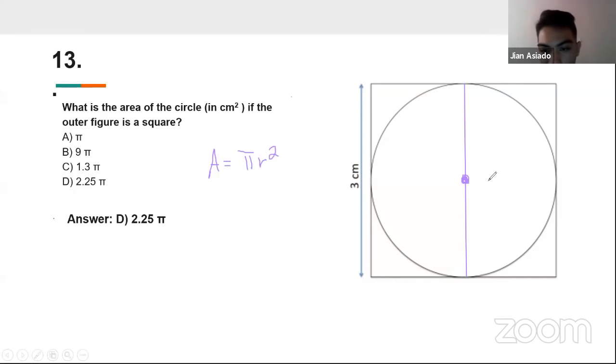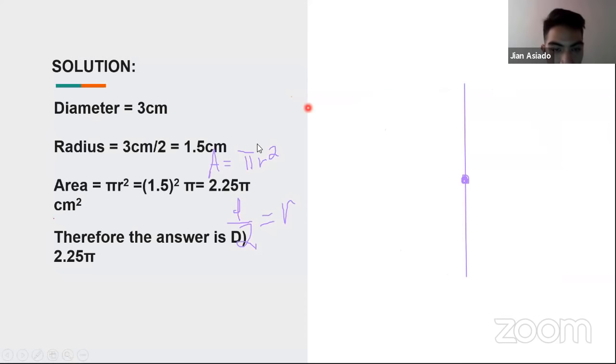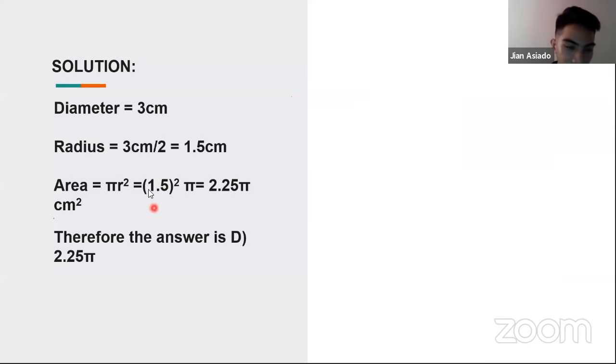With this 3 yung diameter, d over 2 is equal to r. So 1.5. Ayan solution. 1.5 yung radius mo. And then you get the area, substitute lang. Therefore, 2.25 is letter D.